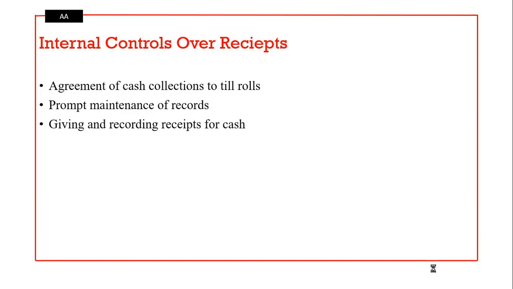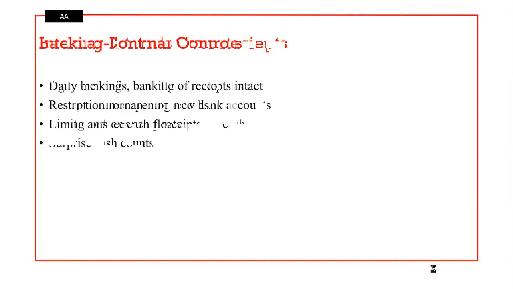All cash received must be recorded, otherwise there'll be under banking or under declaration of cash. There must be giving and recording of receipts for cash. So all cash sales, for instance, must be receipted, so that when it comes to substantive testing, it's possible to confirm how much of a particular product or service was sold. Daily banking is to be encouraged. This minimizes loss or theft of cash.